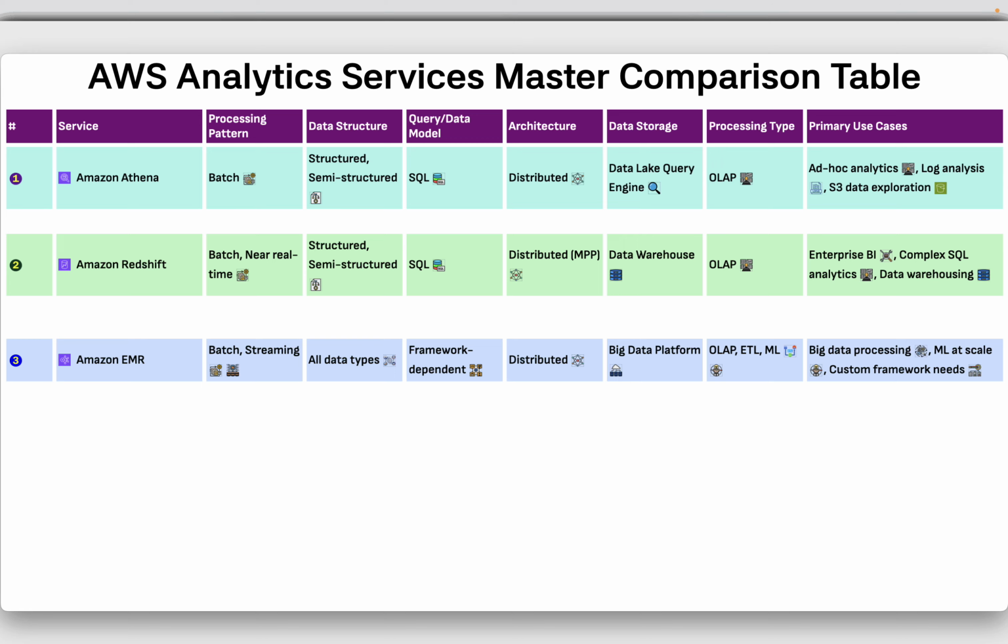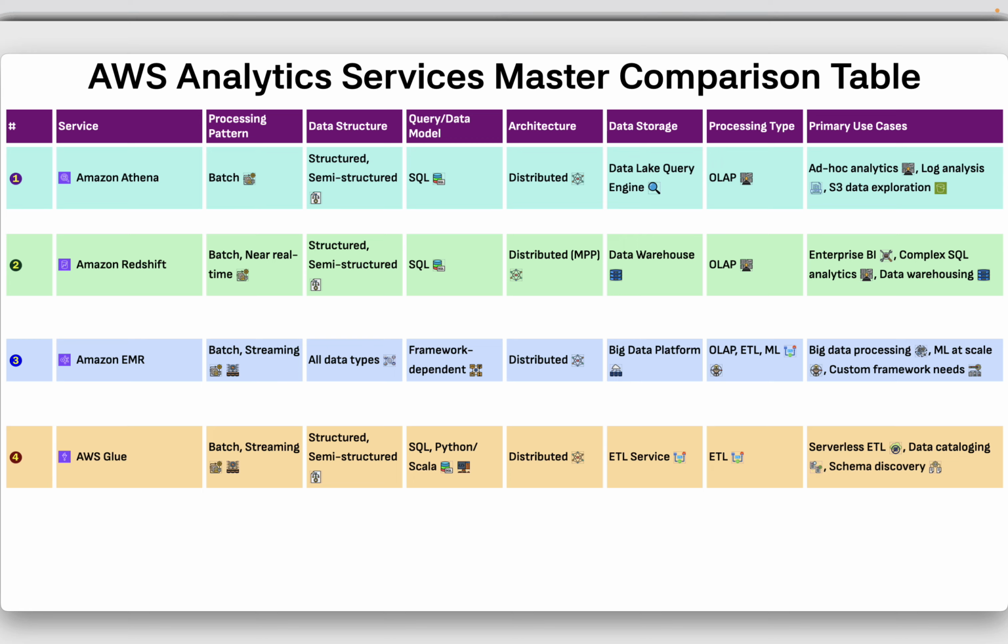Next, Amazon EMR. Processing pattern is both batch and streaming. Data structure, all data types. Query and data model is framework dependent. Architecture, it's a distributed data analytics service. Data storage, big data platform. And processing type is OLAP, ETL, extract, transform, load, and ML, machine learning. Primary use cases are big data processing, ML at scale, or custom framework needs.